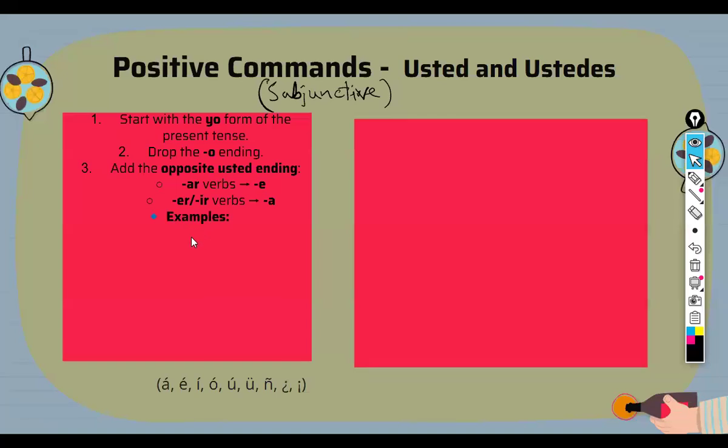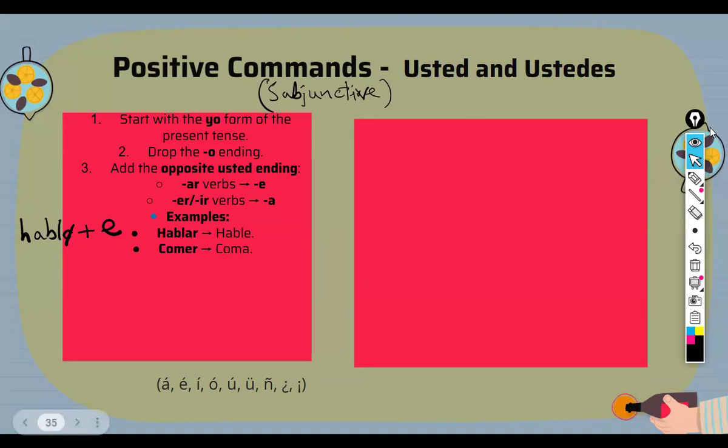So some examples. Hablar becomes hable. How did we do that? We took the yo form hablo, we crossed out the ending, and we added the ER and IR endings, sorry, we added the opposite endings, which is E, not A, my bad. So for AR verbs, we add E.